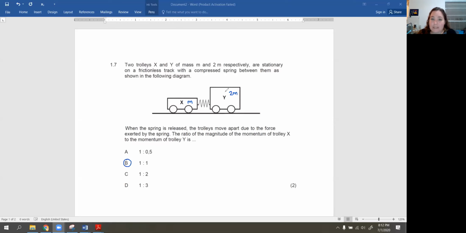The momentum is the same. So they were initially stationary on the track, which means that your sum of momentum before must equal 0. That means that the sum of momentum afterwards must also equal 0. So this will have a momentum P and this will have a momentum P. It is true that this will travel at a velocity V and this will be traveling twice as fast. But the question was for the ratio of the magnitudes of their momenta.